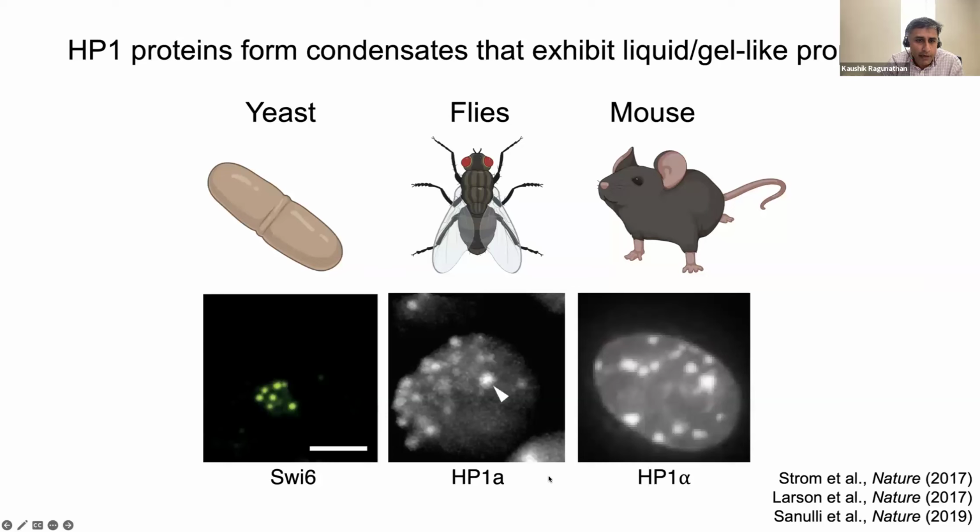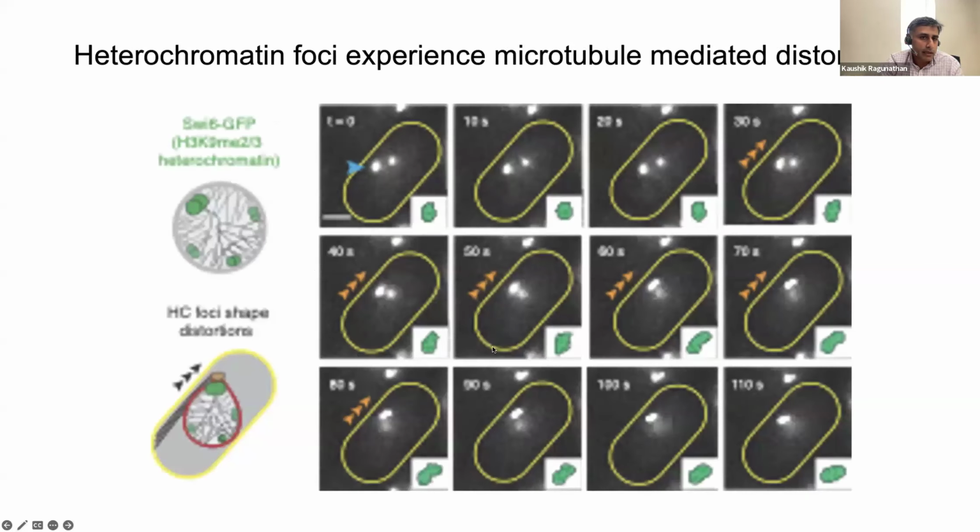So just again to remind you, SY6, much like its homologs in other organisms, such as flies and mouse, undergoes homo-oligomerization in order to form these condensates that have liquid or gel-like properties. If you look at this low-resolution picture, unfortunately, let me see if I can tell you what you need to look at. Okay, so hopefully you can see these clusters.